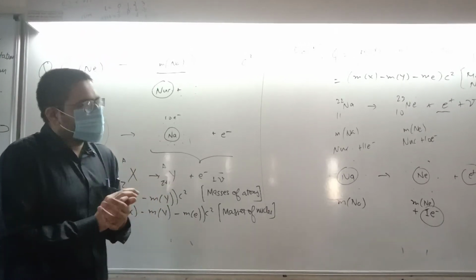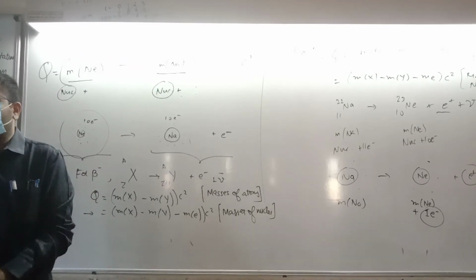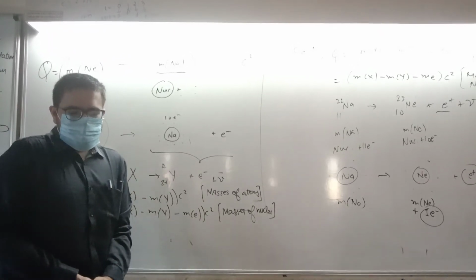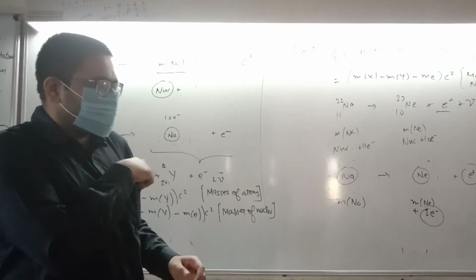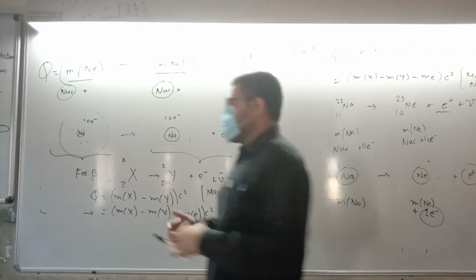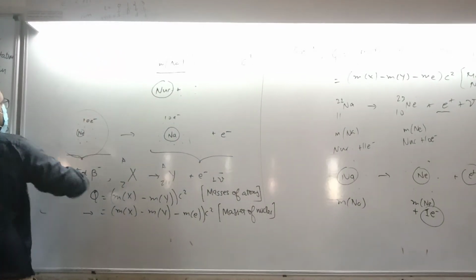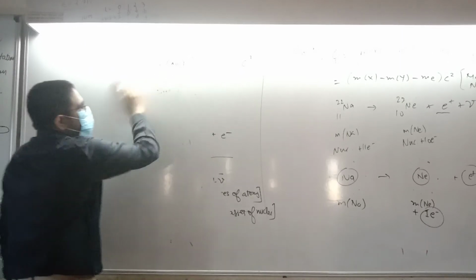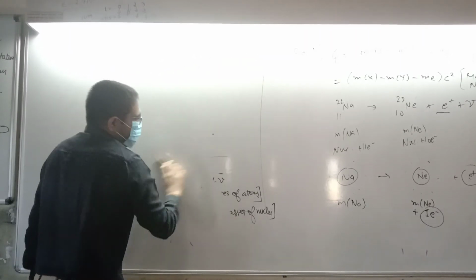Once the Q value is found, then find the maximum kinetic energy; we talked about the same thing. Right? Now let's do some questions related to radioactivity. So this has become an important part. Okay. Alpha and beta.